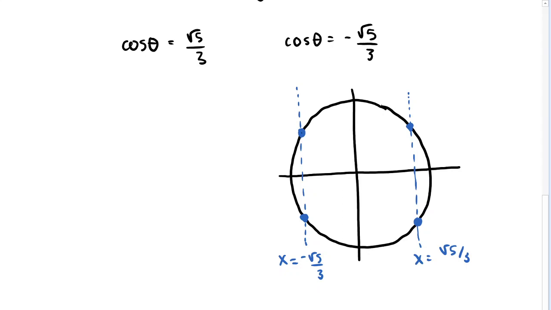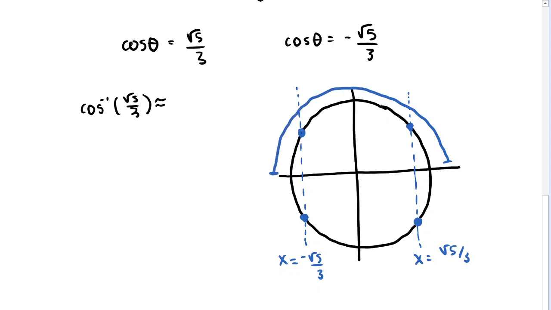And so here, if we take inverse cosine of square root of 5 over 3, this is going to give us, I should write approximately, an approximate value for one of the angles, and it only gives us an approximate value for an angle between 0 and pi. Right, so only on the top part of this unit circle between 0 and pi. And so this gives us 0.7297 radians. That's this angle here.